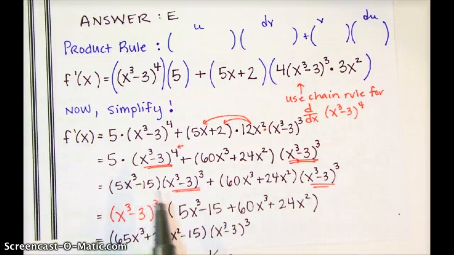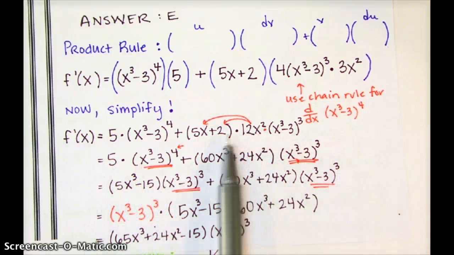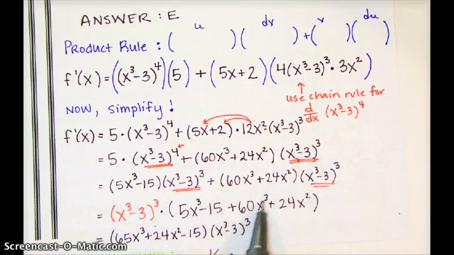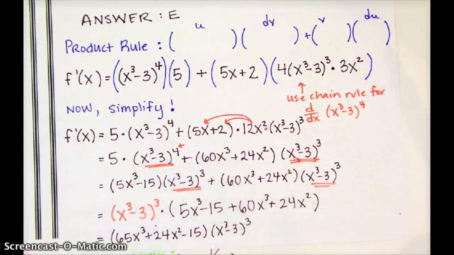It's the same structure as normal old distribution like this. It's just more complicated pieces. From here, I just combine like terms. 5x cubed and 60x cubed make 65, and I moved the cube term to the back. It's not right or wrong. The point is that when you simplify, there's a lot of ways your work can end up.